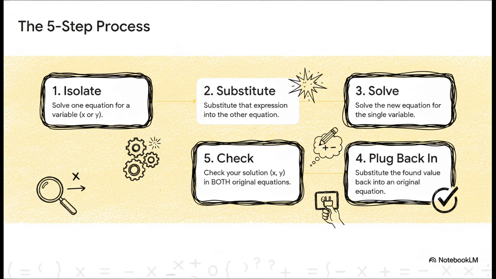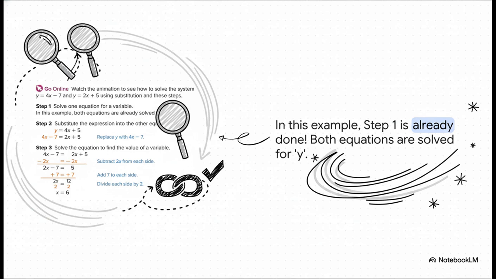Let's see how this looks in action. All right, let's try our first example. We've got y equals 4x minus 7 and y equals 2x plus 5. Now, take a look. Step 1 is actually already done for us. How nice is that? Both equations are already solved for y, which makes this the perfect place to start.